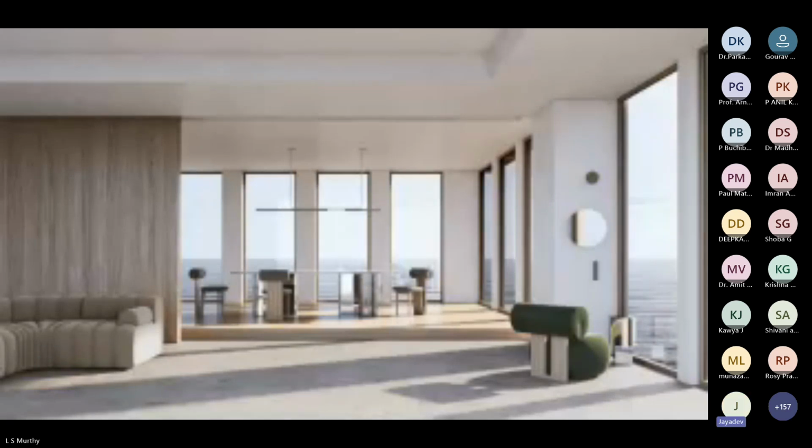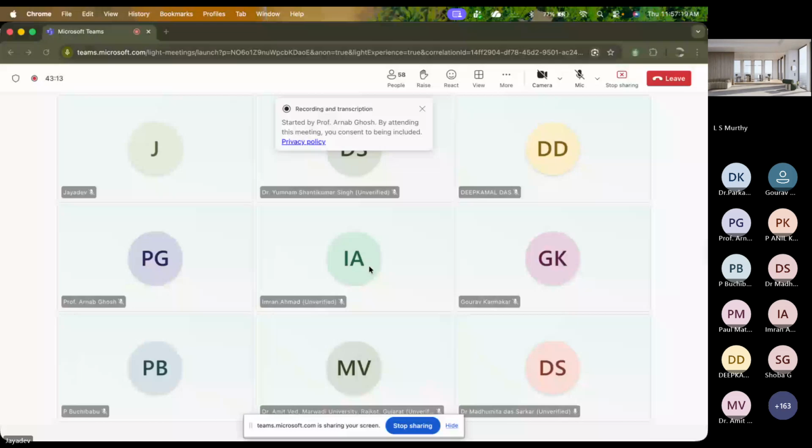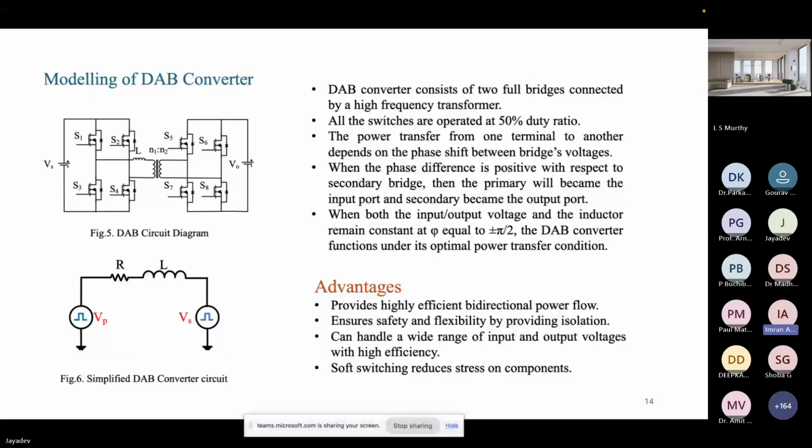Now it's audible, right? Yes, sir, it's audible. Is my screen visible or not? No, sir, it is not visible. Okay, one second. Yes, sir, it is visible now.